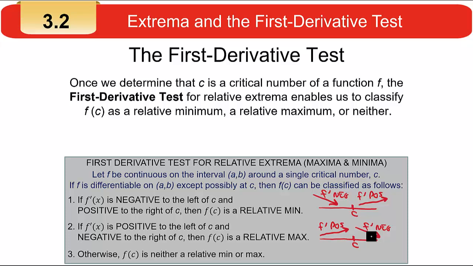And if it doesn't change, if it's either down, down, or up, up on both sides of a critical number, then that critical number is neither a maximum nor a minimum. So you don't have to have a maximum or a minimum at a critical number. You have to have a change of sign of the derivative around that value c in order to have a critical number that's actually a max or a min.